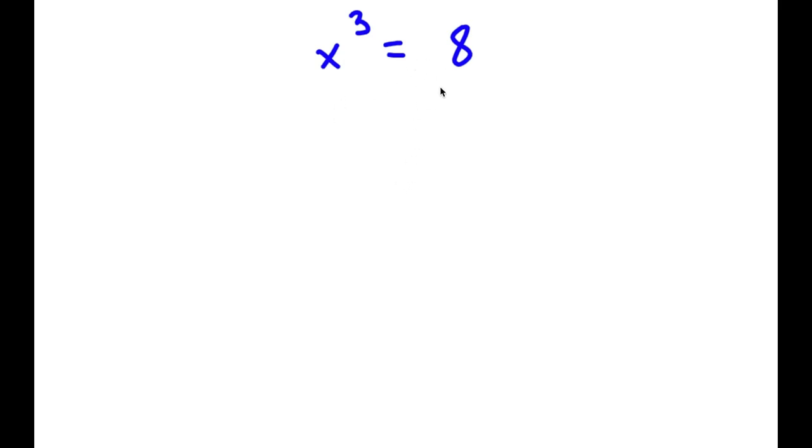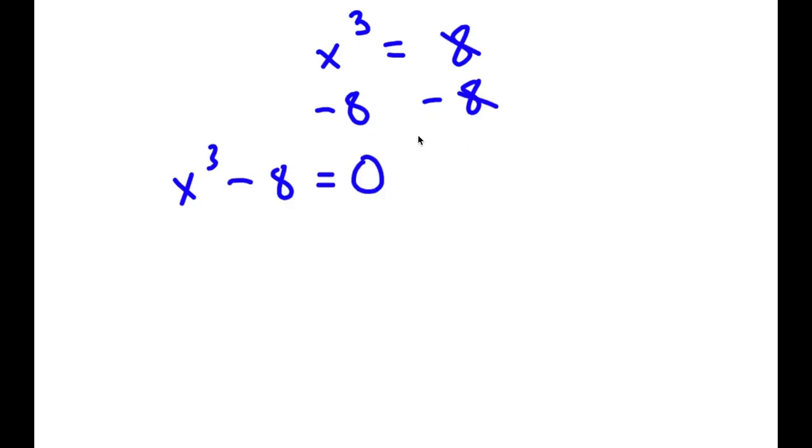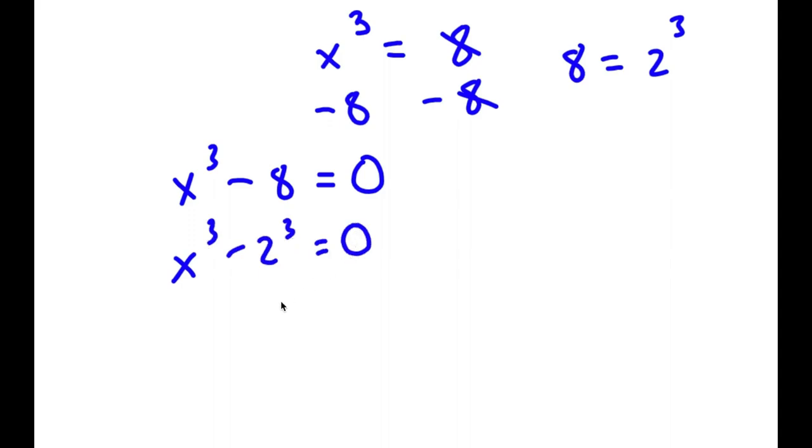So to solve this problem, I'm going to first subtract both sides by 8. So now I have x to the power of 3 minus 8 is equal to 0. Now 8 is the same as 2 to the power of 3. So now I have x to the power of 3 minus 2 to the power of 3 is equal to 0.